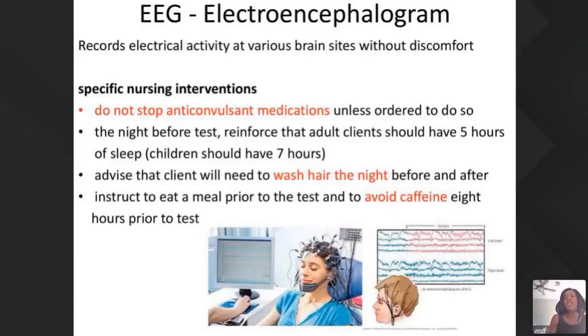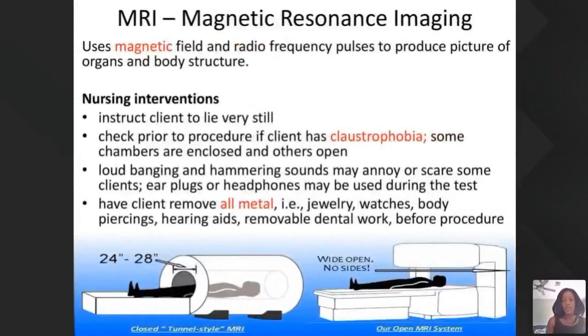We recommend that they get a good night's sleep before this test. Tell them to go to bed on time. We need them to wash their hair before the test and after the test. And you can see why in the picture. If you have nice greasy hair, these electrodes are not going to stay. So wash your hair the night before and then wash your hair after the test. No caffeine before this test. Instruct them to eat a meal prior to the test and avoid caffeine. You can have a normal breakfast, just no caffeine with this.